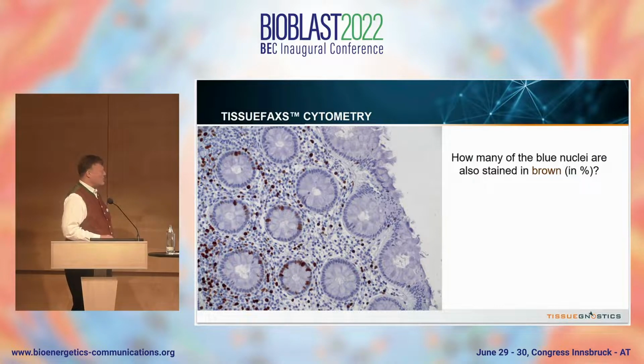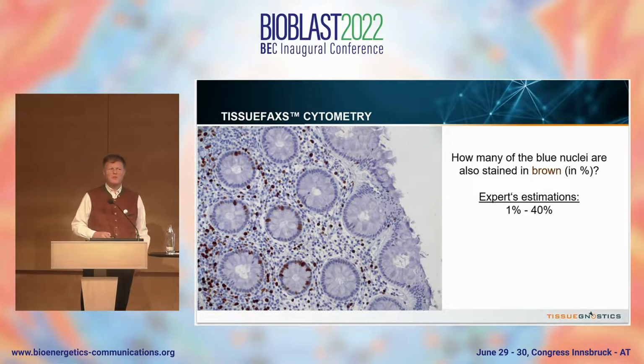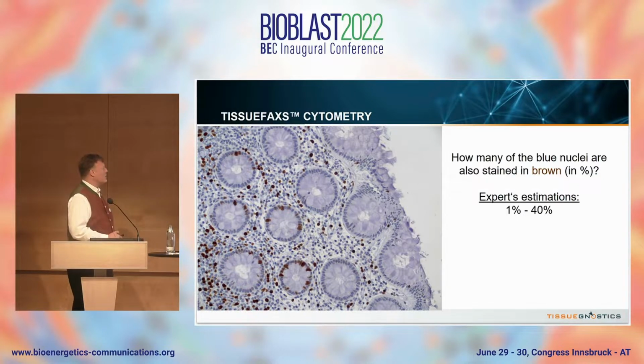And the obvious question is how many cells are proliferating, or in other words, how many blue nuclei are brown. We made a survey among more than 200 scientists, and the surprising outcome was that the estimations ranged from 1 to 40%, which impressively shows the main problem that is always associated with visual evaluation, that you get a wide range of estimations rather than a reproducible measurement.